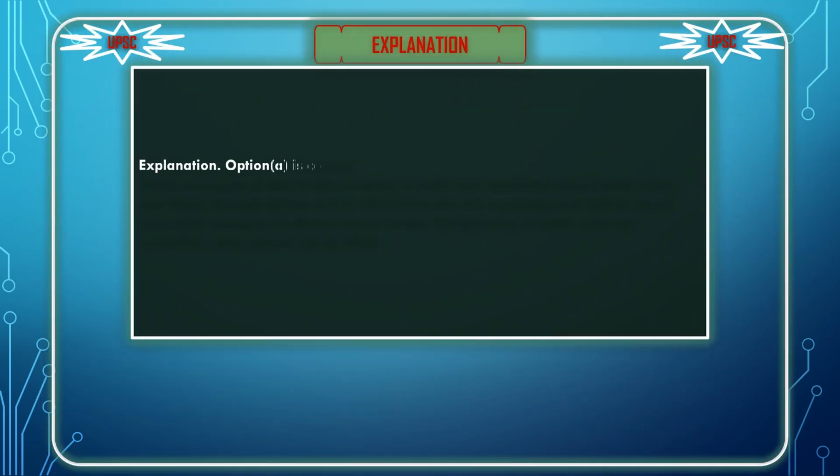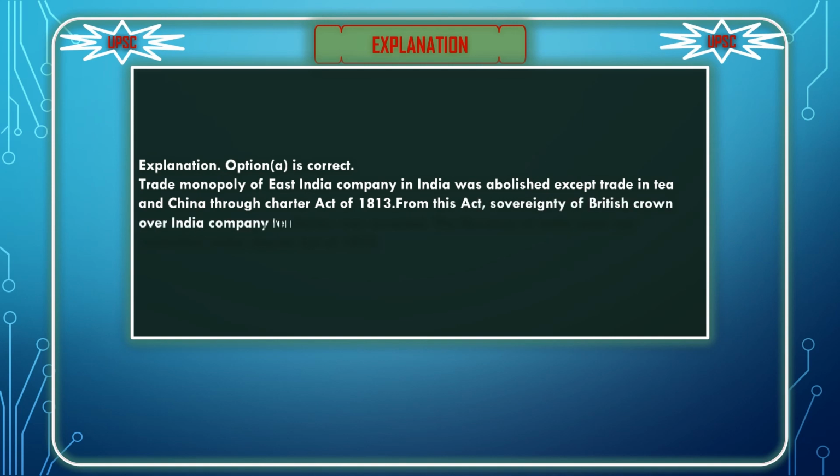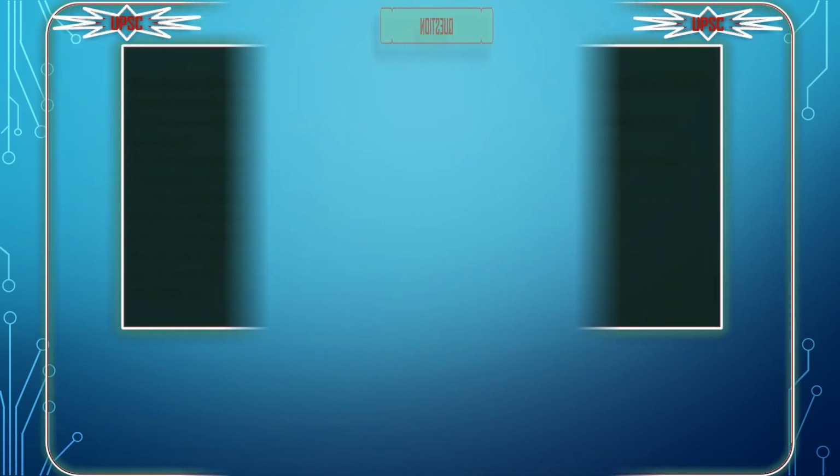Explanation. Option A is correct. Trade monopoly of East India Company in India was abolished except trade in tea and China through Charter Act of 1813. From this act, sovereignty of British Crown over India Company territories was asserted. The revenue of India were not controlled under Charter Act of 1813.